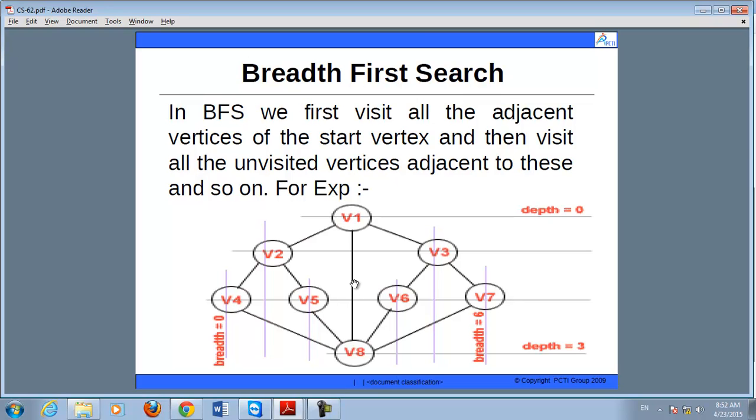These are all about the 2 techniques of DFS and BFS.